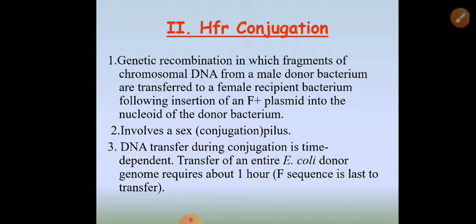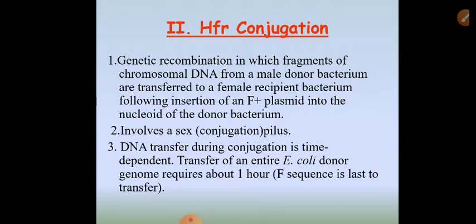Now, how does conjugation take place? It is a genetic recombination in which fragments of chromosomal DNA from the male donor bacterium are transferred to the female bacterium following insertion of the F plasmid into the nucleoid of the donor bacterium. How does it take place? It involves sex pili or conjugation tube. DNA transfer during conjugation is time dependent.